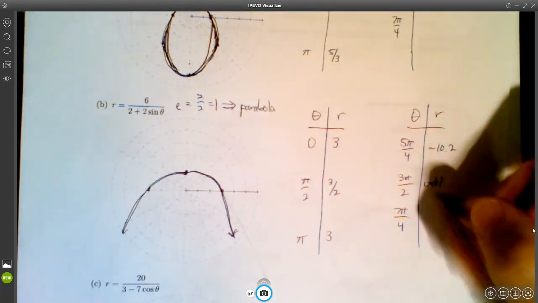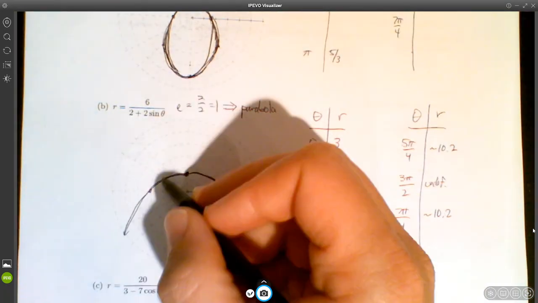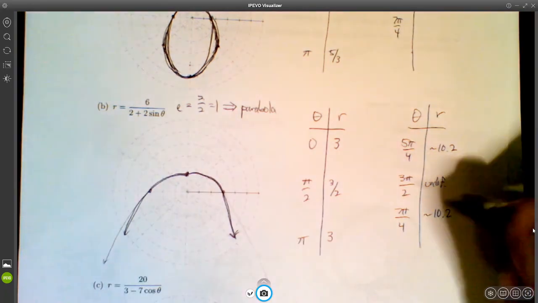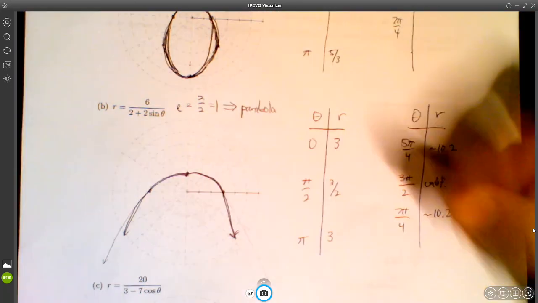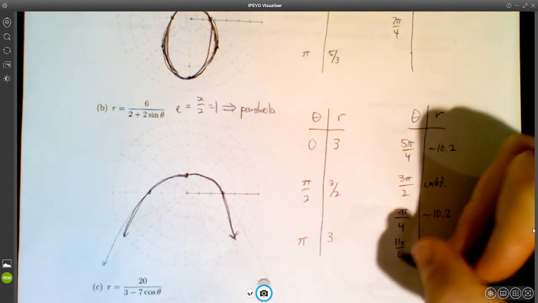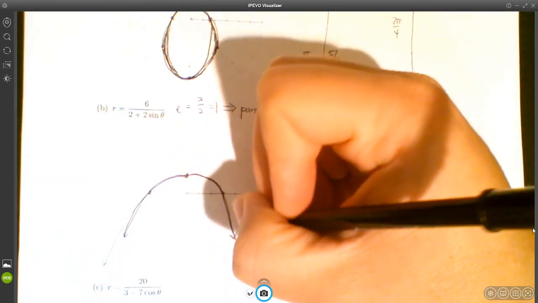Sorry, that was 5 pi over 4, but 7 pi over 4 is going to be the same, 10.2. 5 pi over 4 is also going to be way out here somewhere. But if we plugged in 11 pi over 6, then we get 6, right? So that's 1, 2, 3, 4, 5, 6 at 11 pi over 6.